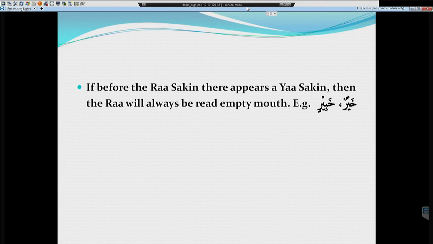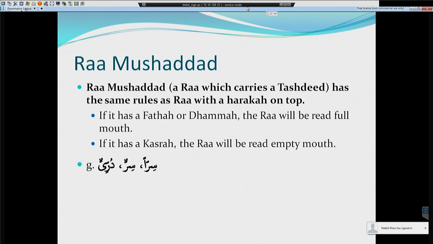This is divided into two. Either that second letter before the ra is a ya sakin or not. If there's a ra sakin preceded by a ya sakin, is that full mouth or empty mouth? Always empty mouth. I don't even care what the letter before is, if it's a fatha, kasra, dhamma, khalas, that ra will be empty mouth. But if that ra sakin is not preceded by a ya sakin, then look at the letter before that. If that letter has a fatha or a dhamma, it will be read full mouth. If it's a kasra, it will be read empty mouth.